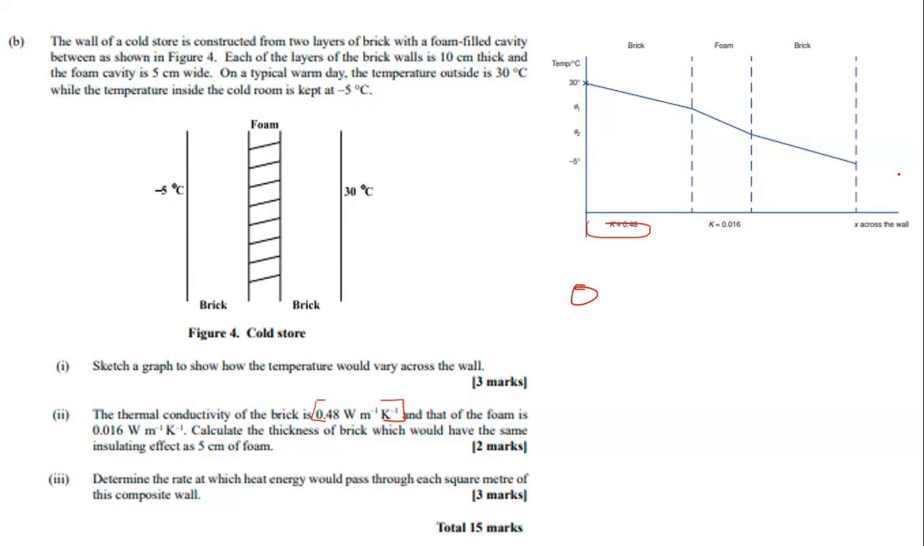Which explains why the gradient here is very gentle for this particular graph. So what we need to do here is find out how many times more the thermal conductivity of the brick is compared to that of the foam. To do that, we simply divide 0.48 by 0.016, and we get that the brick has 30 times more thermal conductivity than the foam.